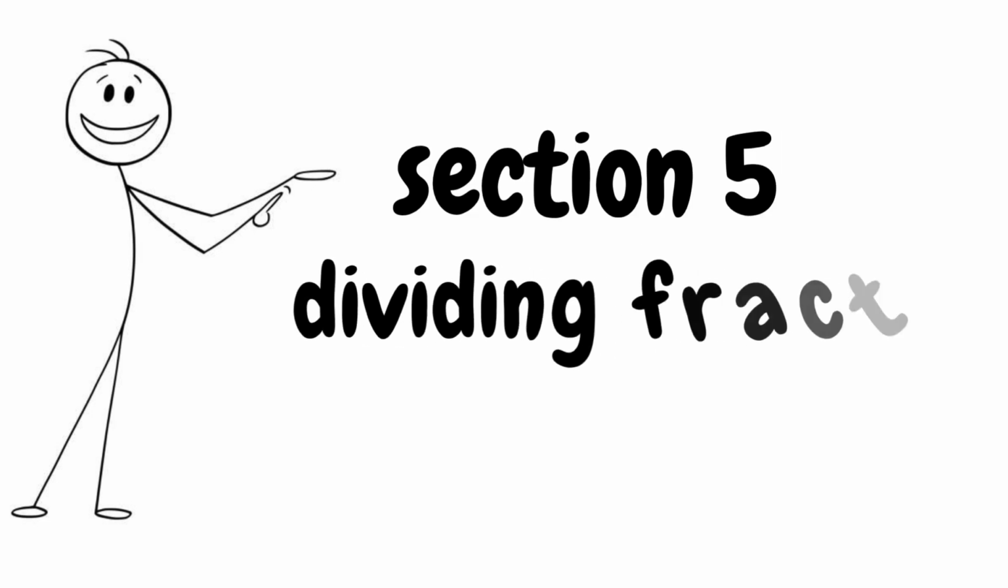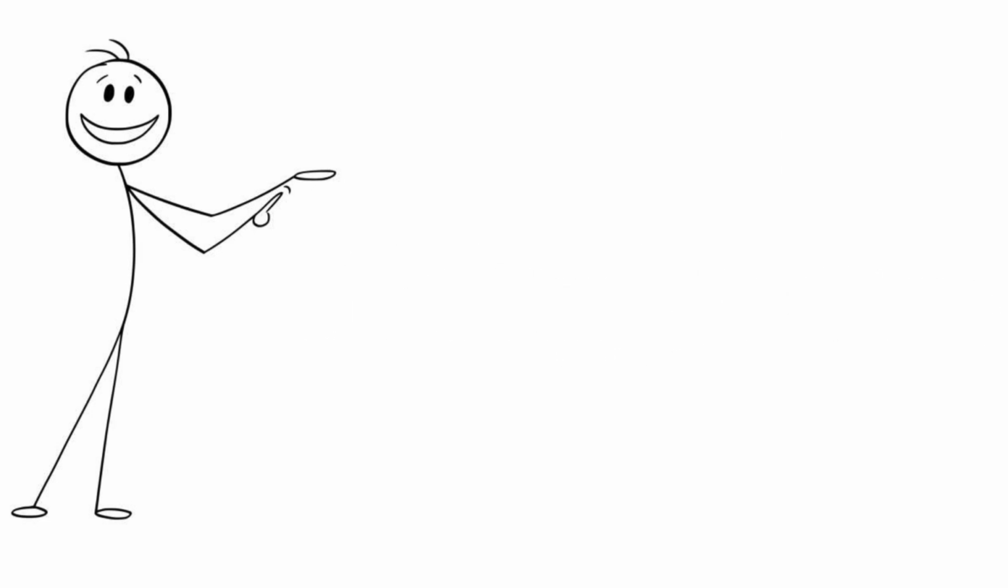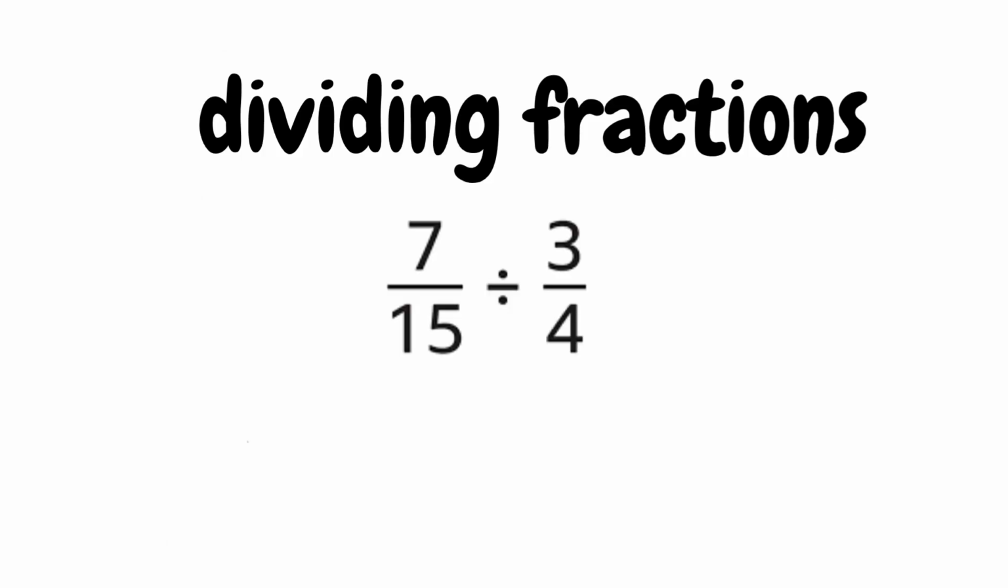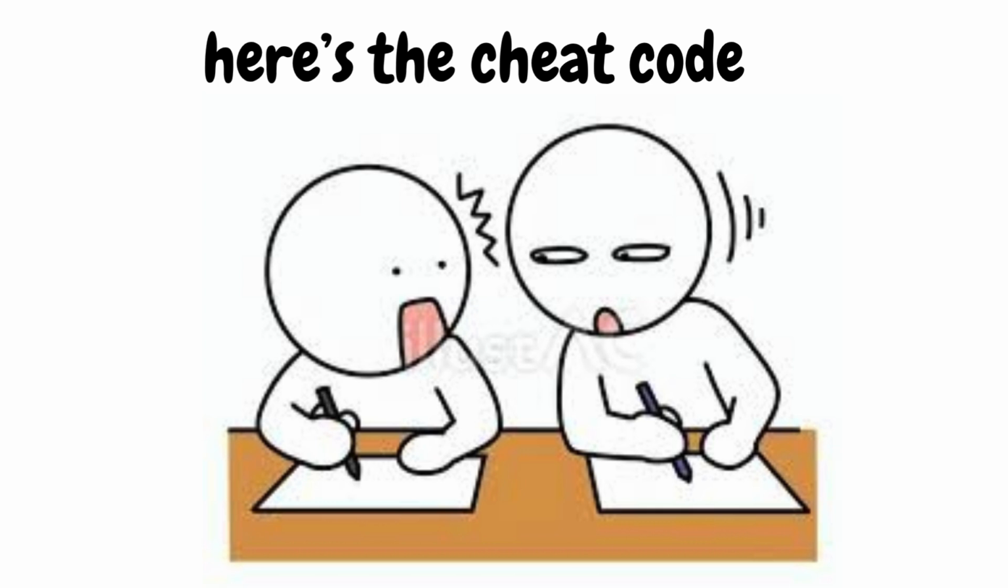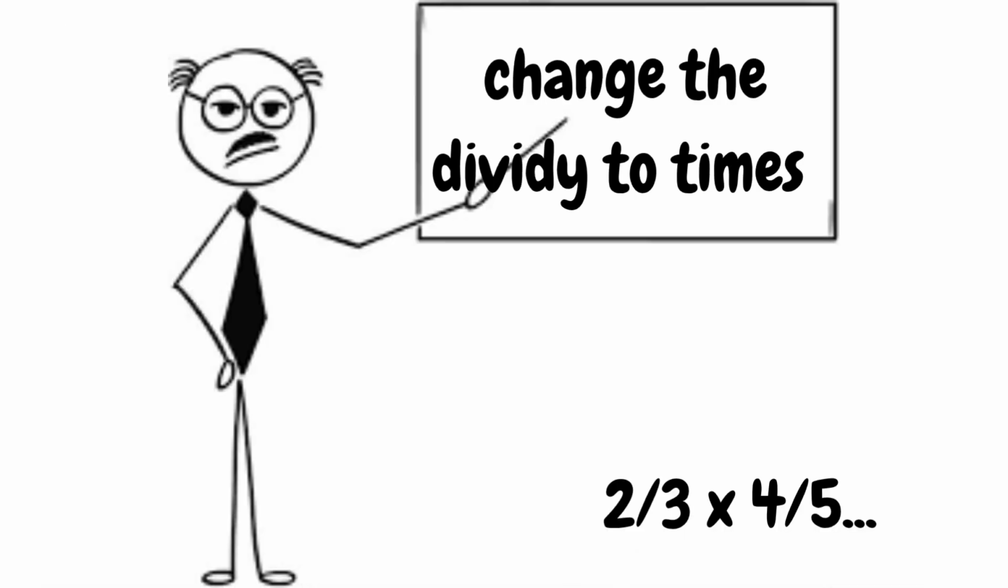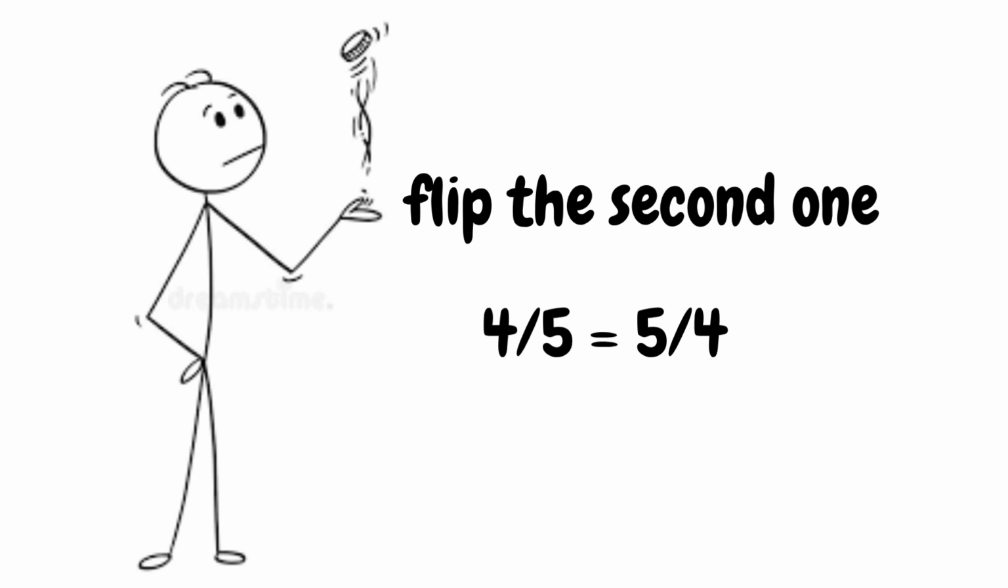Section 5. Dividing fractions. And now, the one that scares every student ever. Dividing fractions. But here's the cheat code. Keep, change, flip. Here's what that means. Example, 2/3 divided by 4/5. Keep the first fraction, 2/3. Change the divide to times. Flip the second one, 5/4.